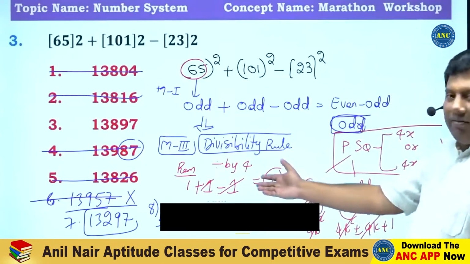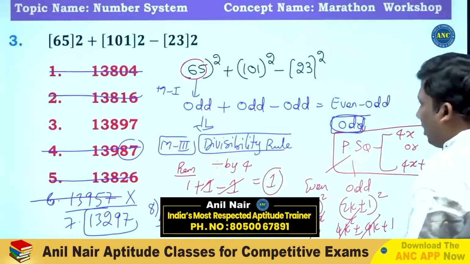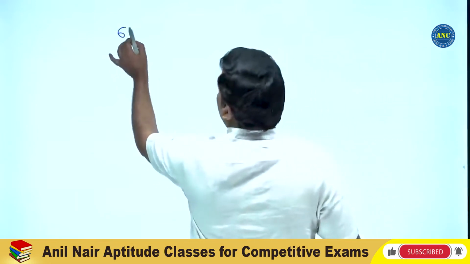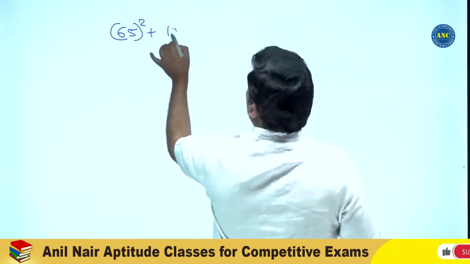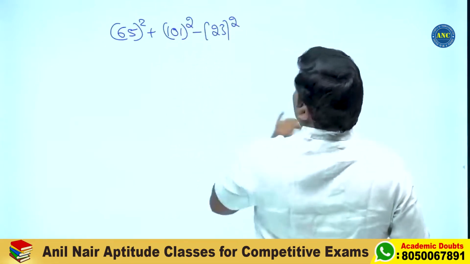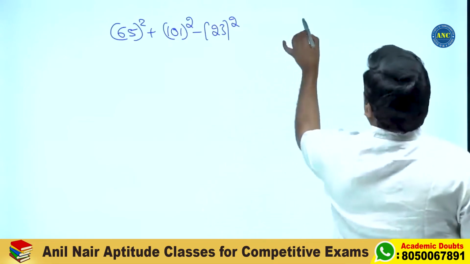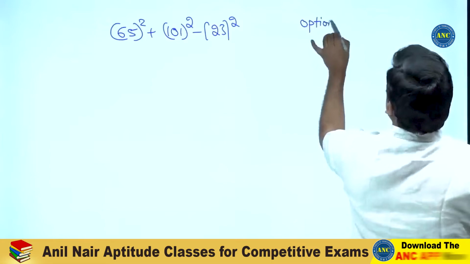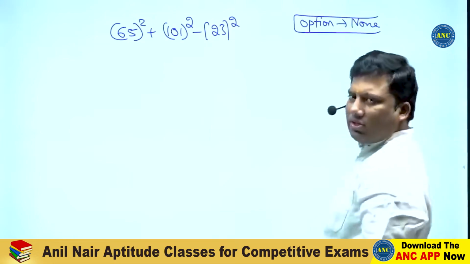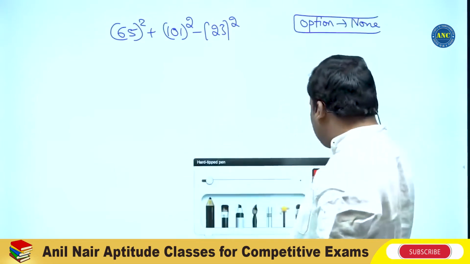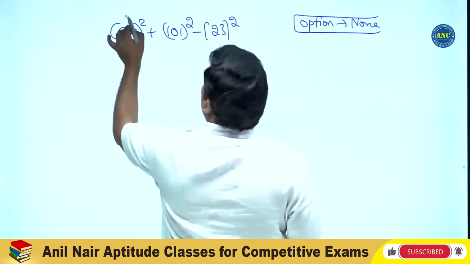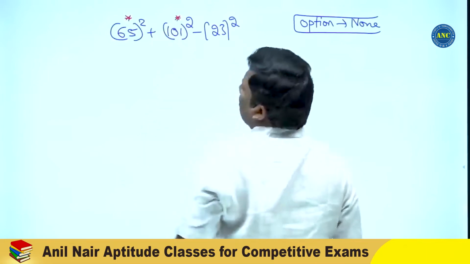Now see here. I will solve 7 and 8 option together. Next one: 65 square plus 101 square minus 23 square. I am addressing a question where, if the option is none of this, that is the reason I told you that by using some logics of speed calculation, that also you can solve. But first we will discuss 65 square plus 101 square minus 23 square. Put a star mark, another concept. My class will be full of concepts, sir.